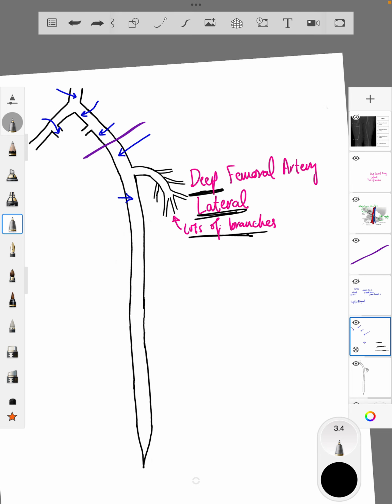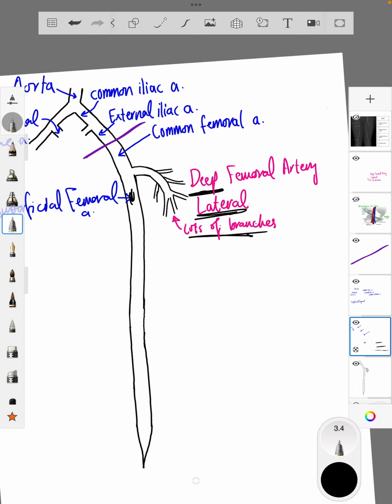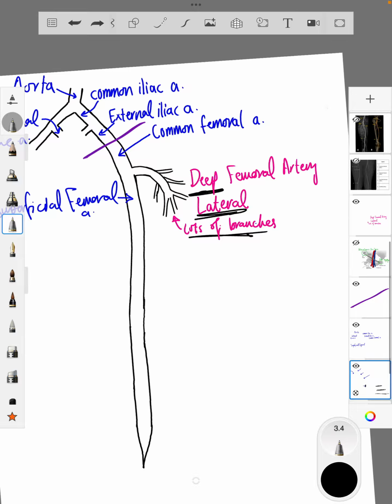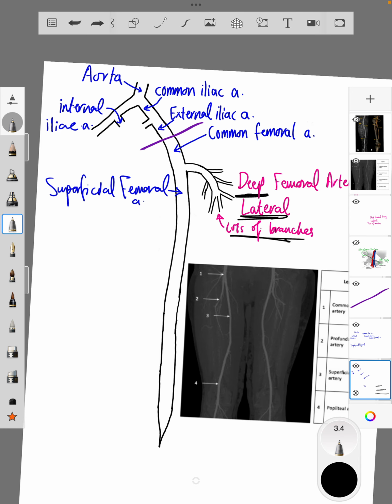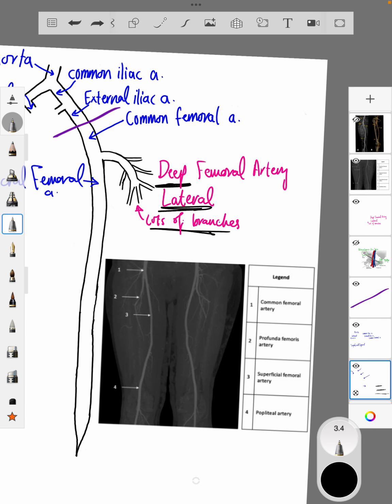Whereas the superficial supplies the leg, so lower down. That's why on CT angios you're gonna see like a long highway kind of thing that's called the superficial femoral artery, and it has no branches, and then the deep one which has a lot of branches and it's on the lateral side. And we can see that here. So this is a CT angiogram, and you can see that this is the common femoral artery.